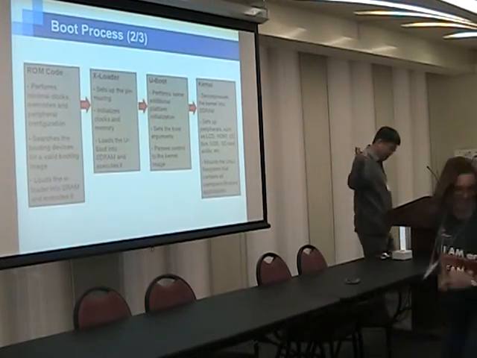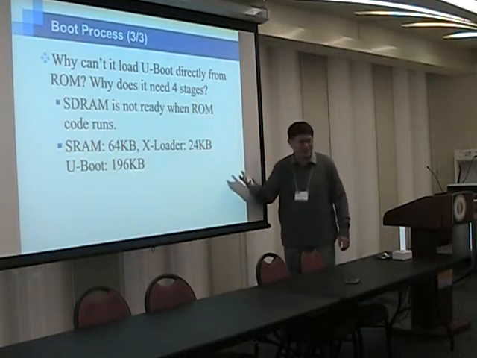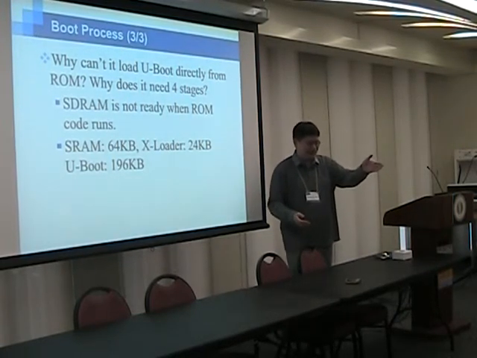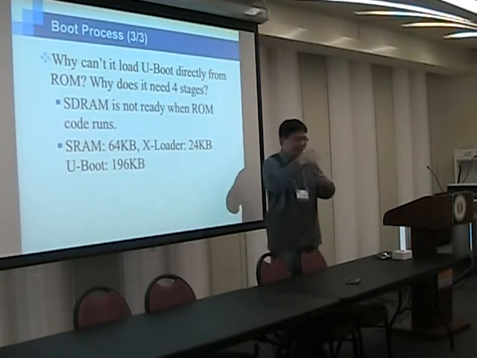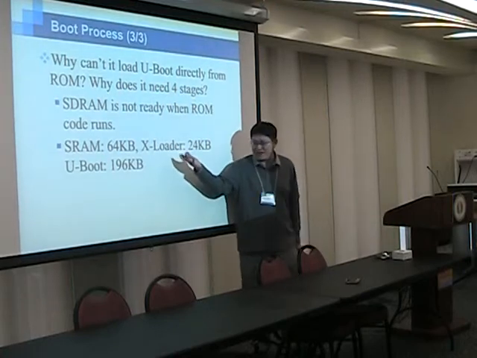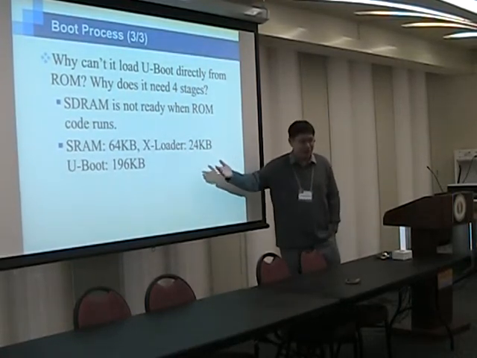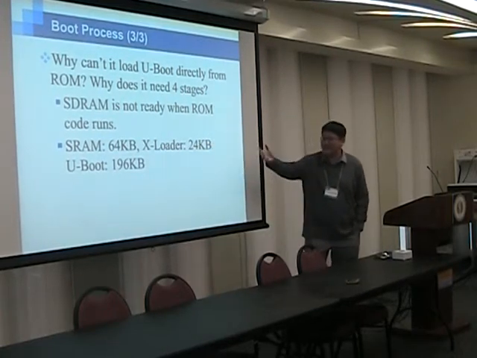When I first saw this diagram, my first thought was, why does it have to be so complicated? I mean, it's just one stage loading the next stage, and the next stage doing a little bit of work and loading the next stage, doing some more things, and loading the kernel. Why does it have to be so complicated? Couldn't the ROM just directly load the U-Boot or even the kernel? Why does it have to be 4 stages? Why does it have to make life so difficult?